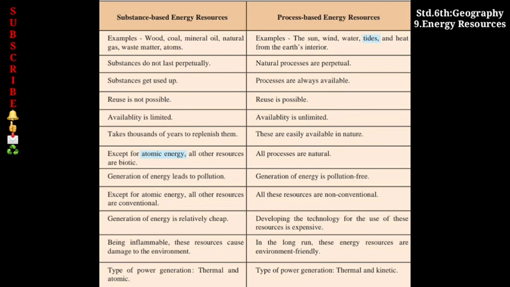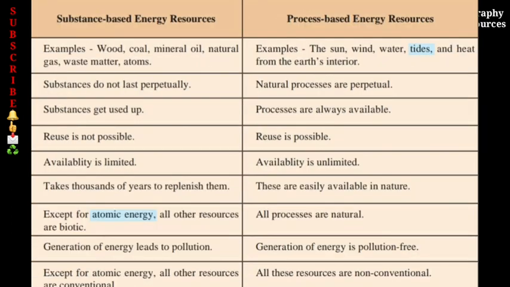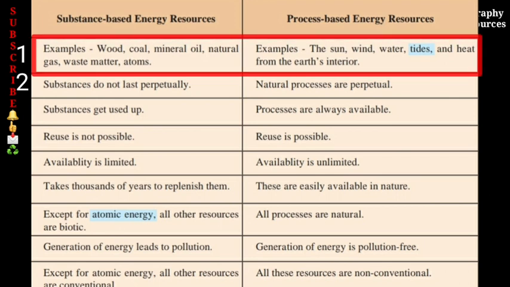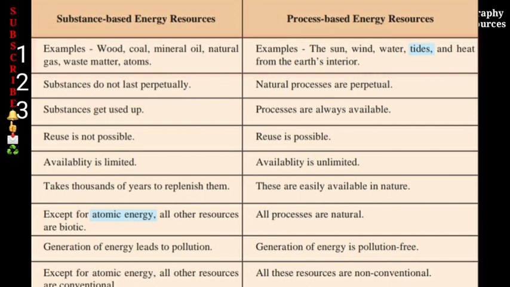So students, without wasting time, let's get started with some of the examples so that we can understand what is substance based energy resources and process based energy resources. For example, in the first row, examples are given. The examples of substance based energy resources are wood, coal, mineral oil, natural gas, waste matter, atoms. Okay, students, as we know, all these are substance. So, these are called as substance based energy resources.